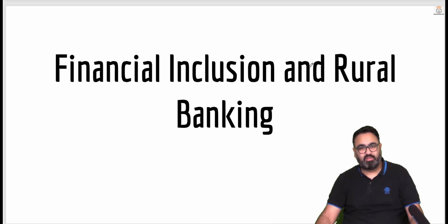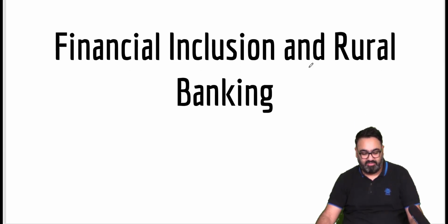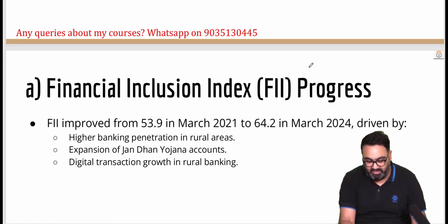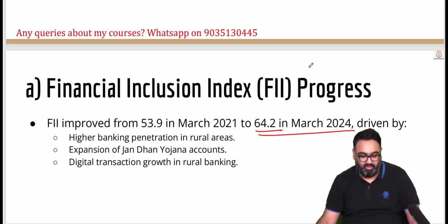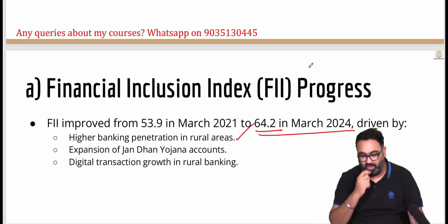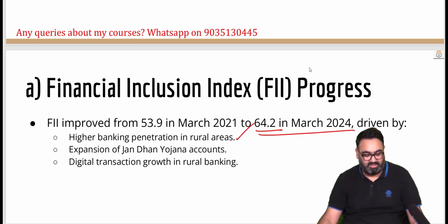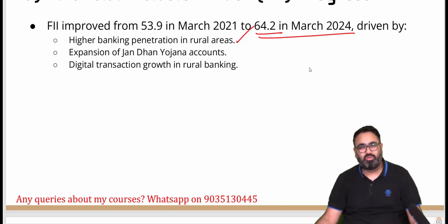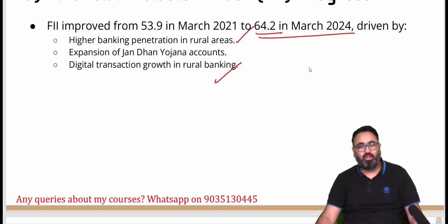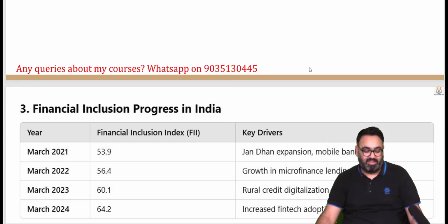What about financial inclusion? This is one thing that we should be proud of, we should be happy about. Rural banking penetration has increased in the country, because of which financial inclusion also has seen good numbers. Financial inclusion index, as we discussed in the intro, has improved to 64.2 by March 2024. This is a result of much higher penetration in rural areas, so many more people in the rural areas now have access to banking services. We have seen Jan Dhan accounts also being expanded. We have seen digital transactions such as UPI also increasing. All this has led to a positive number in the FII.